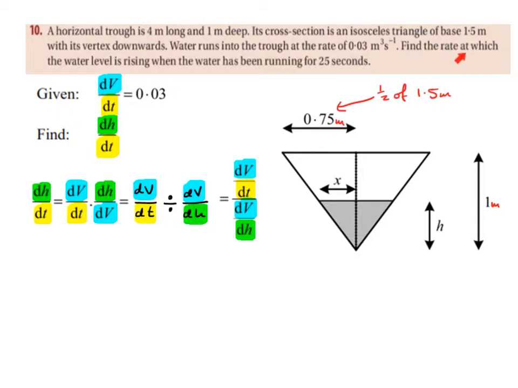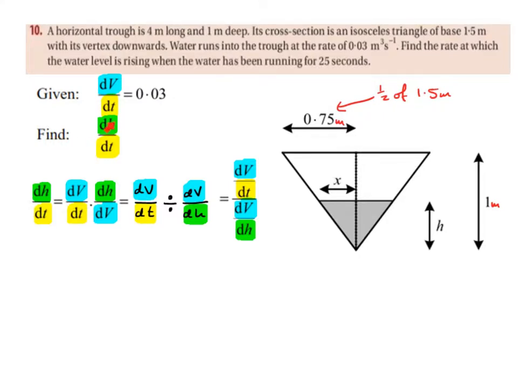And we want to find the rate at which the water level is rising when the water has been running for 25 seconds. So what's been given? Well, dV/dt has been given, so the derivative of V with respect to t. You didn't have to call it V as such, you could have called it any letter, but t would stand for time. So water runs into the trough at the rate of 0.03 meters cubed per second. So dV/dt, the derivative of V with respect to t, time, is 0.03.